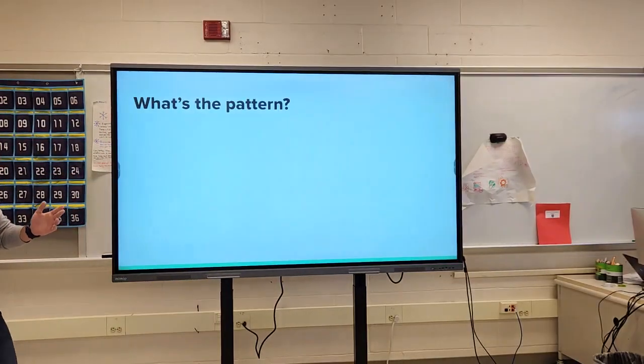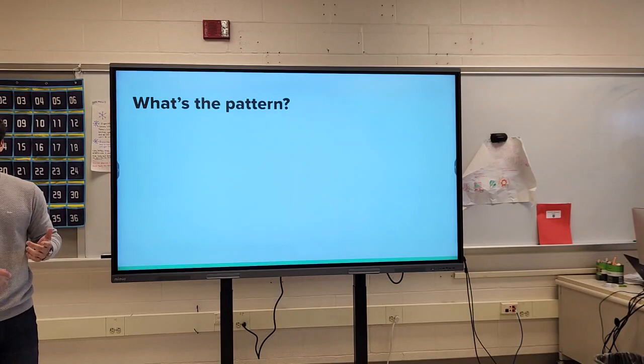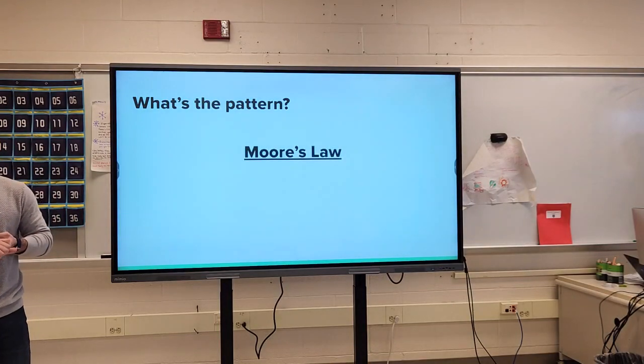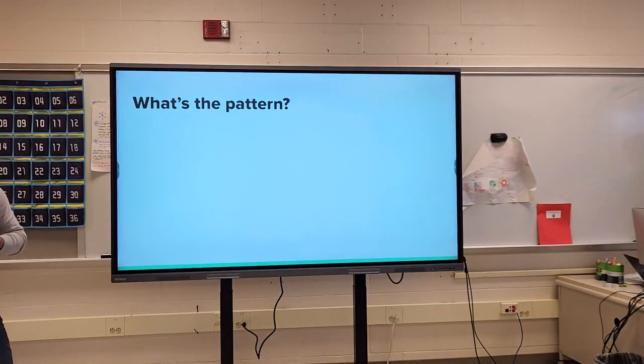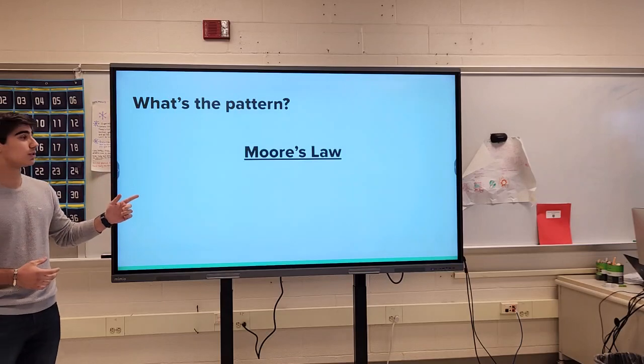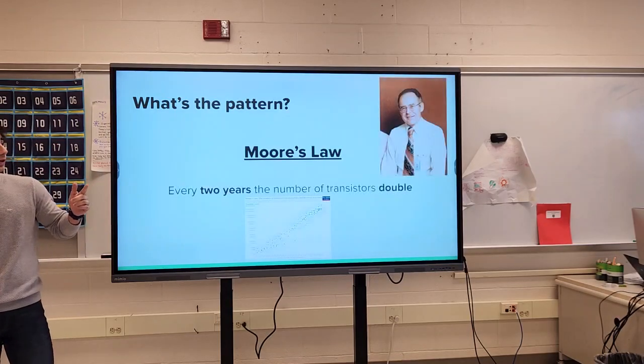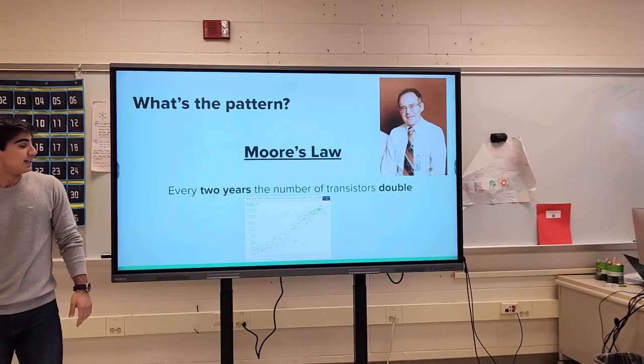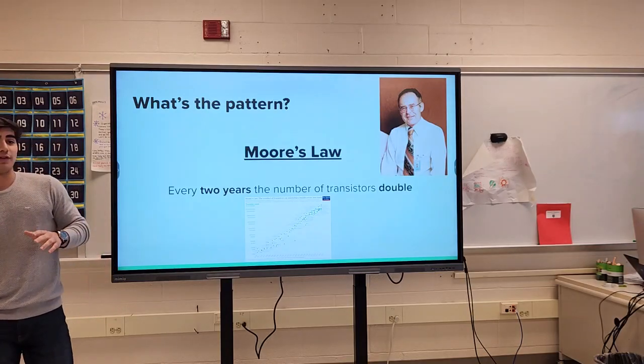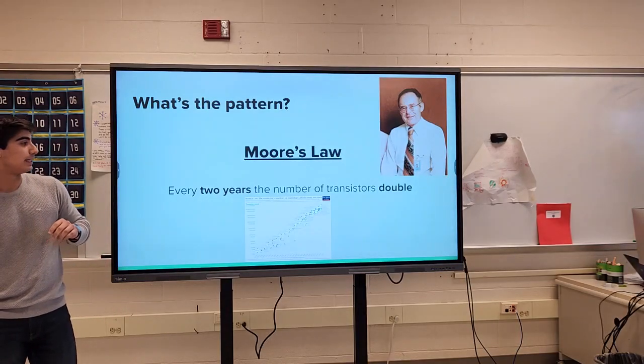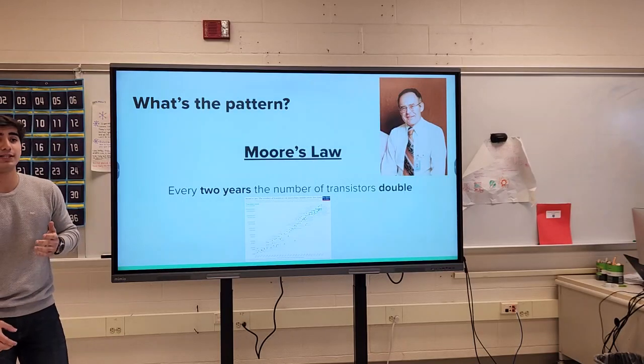So this seems pretty straightforward, but what's actually the pattern? We're getting more transistors and we're getting less space. So actually there's a law that defines this. It's called Moore's Law, and Gordon Moore, the guy up there, who was the CEO of Intel, said that every 2 years the number of transistors double.